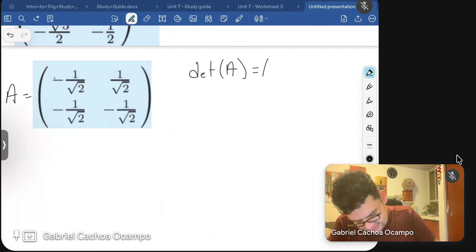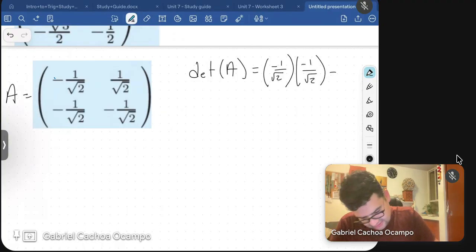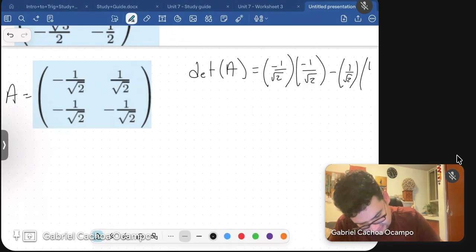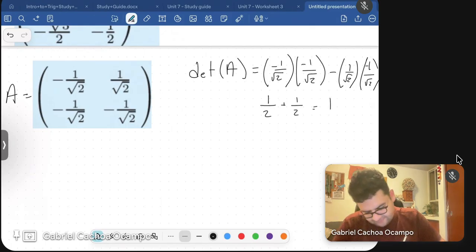That is negative 1 over the square root of 2 times negative 1 over the square root of 2 minus 1 over the square root of 2 times 1 times negative 1 over the square root of 2. So this is 1 over 2 plus 1 over 2, which is 1. So this is a rotation.